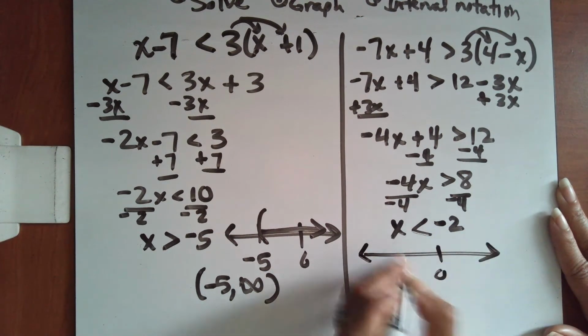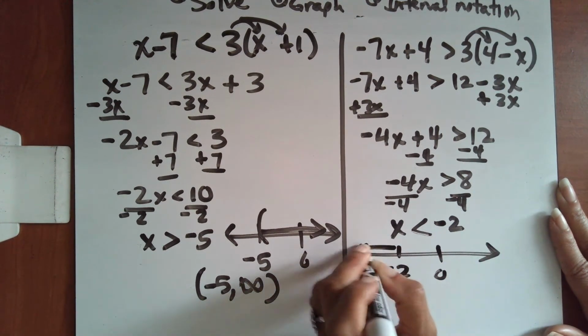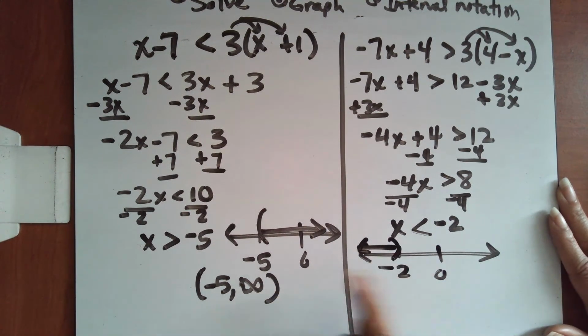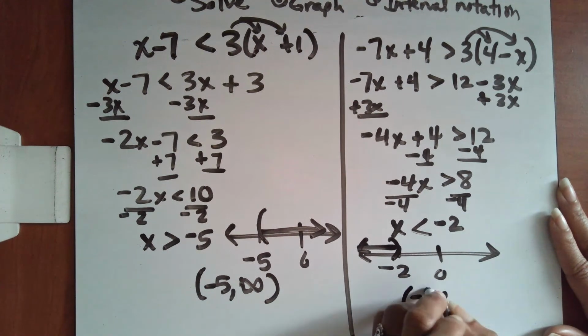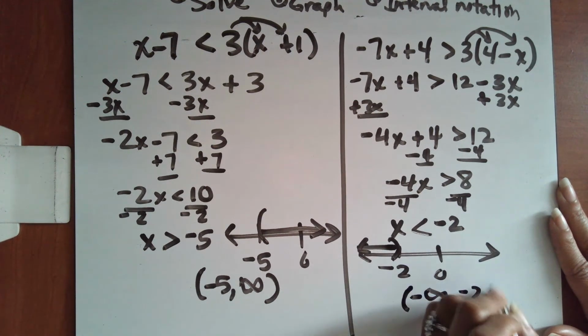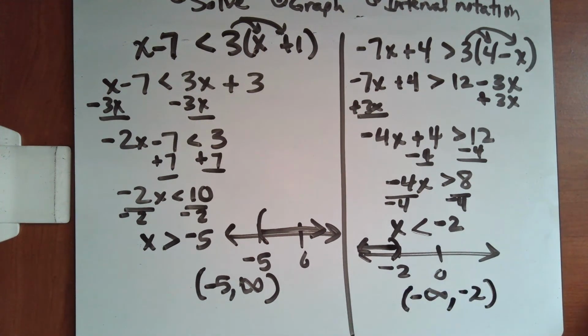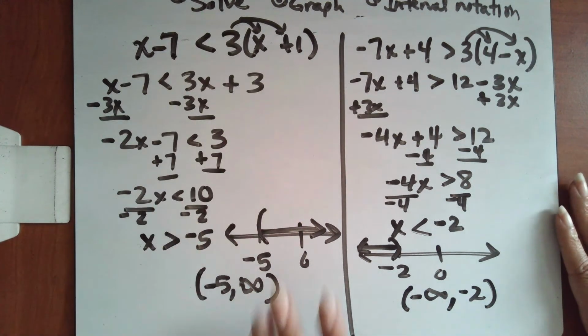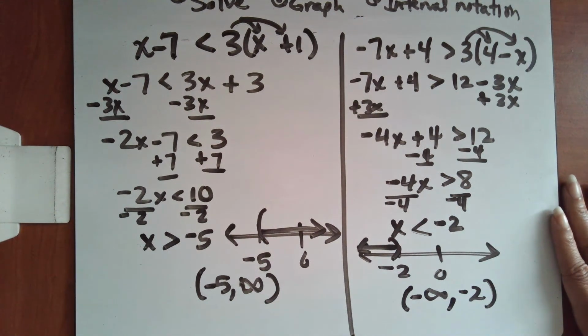So on my graph, less than goes to the left. So negative infinity to negative 2 with a parenthesis. Okay. So solving linear inequalities. Solving linear inequalities. You solve it, you graph it, you write the solution in interval notation.